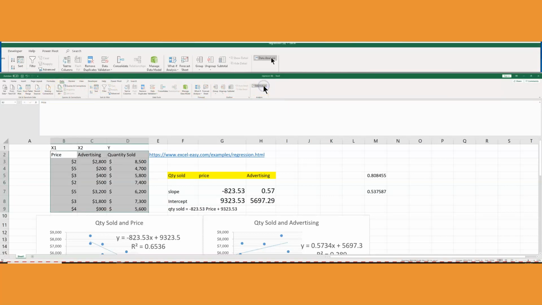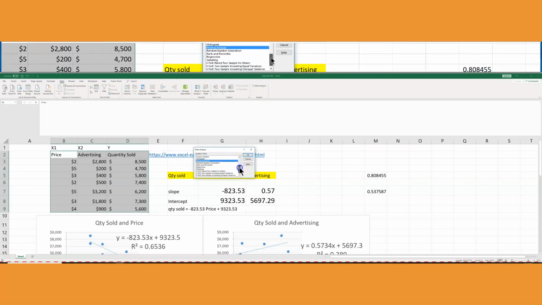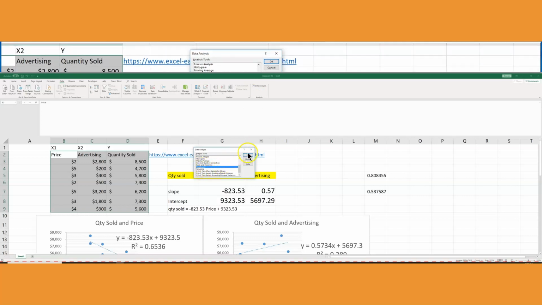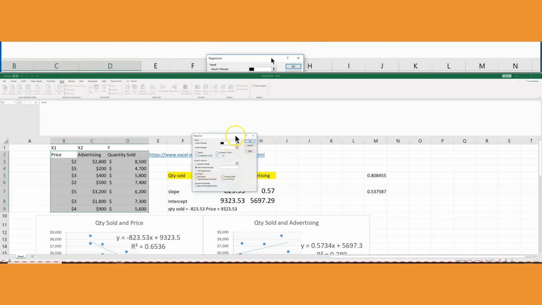So what I'm going to do is first of all make sure that when I click on it, I'm looking for the regression. So I'm going to do two regressions. The first regression is going to be between the price and the quantity sold, and the second between the advertisement and the quantity sold. And then later we're going to do the quantity sold against both the price and the advertising. So let's go ahead and get regression. First of all, let's do a single regression.